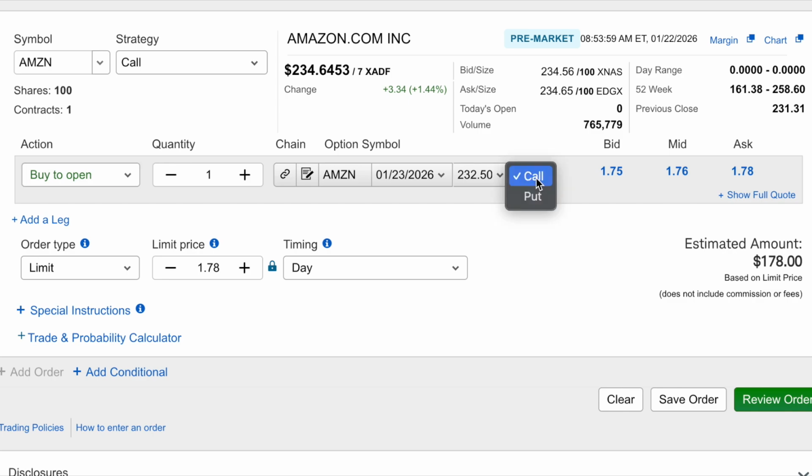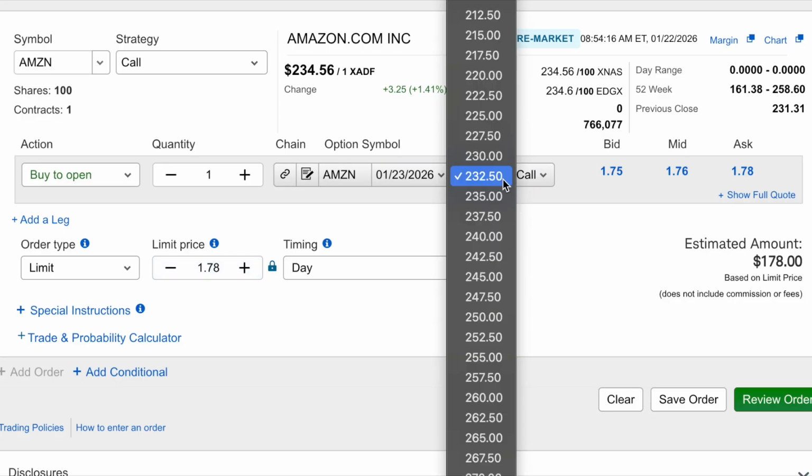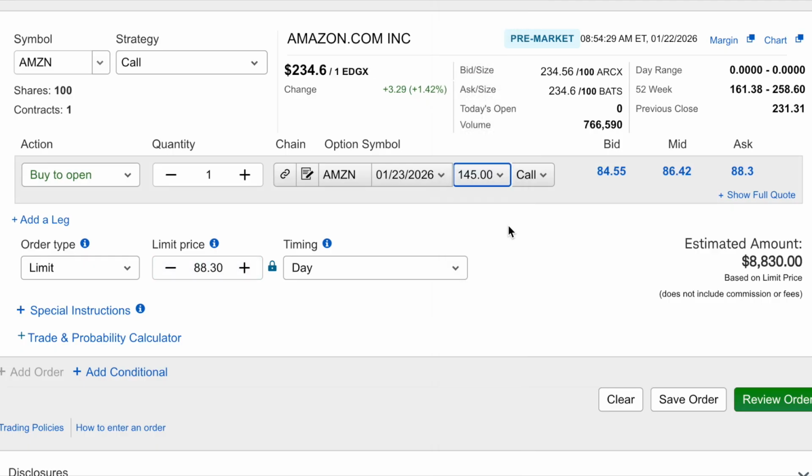And notice we have call up here. If we had put up here, we'd be buying the put. Again, if you want to buy a put, it would be buy to open. But we're not doing that. We're buying a call. So let's make sense of this. Here are the strike prices. You can't see them all on your screen, but I can go all the way down to like a 145 strike. I'll click on it right now. That would mean that I am choosing to buy Amazon for 145 essentially one day from now, which makes no sense because when I'm recording this, it is January 22nd, 2026.